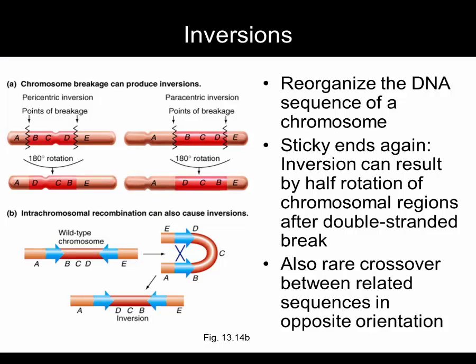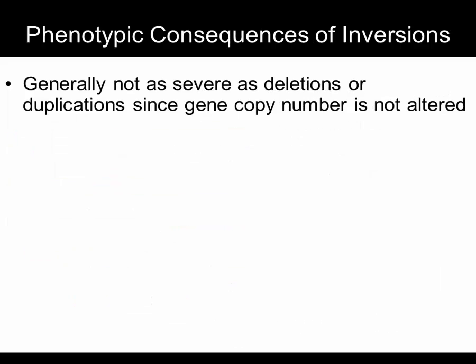Inversions do not involve the loss or gain of genetic information, just a rearrangement of the order of the genes. Just like the other rearrangements we've discussed, inversions can be caused by improper repair of multiple double-strand breaks, or by crossovers between short homologous sequences. Because they do not involve a gain or loss of information, inversions rarely have phenotypic effects.